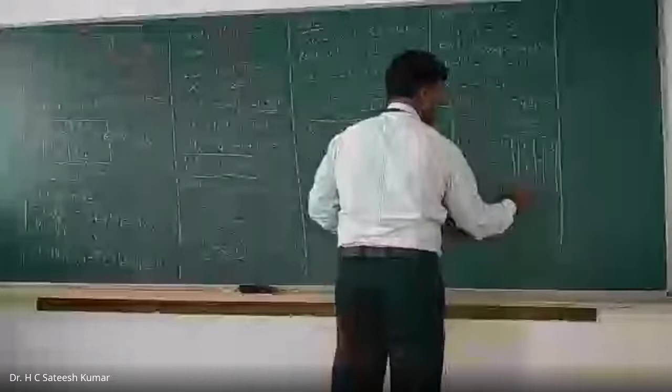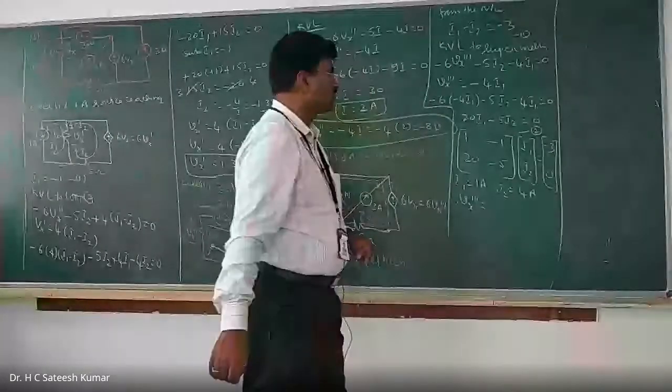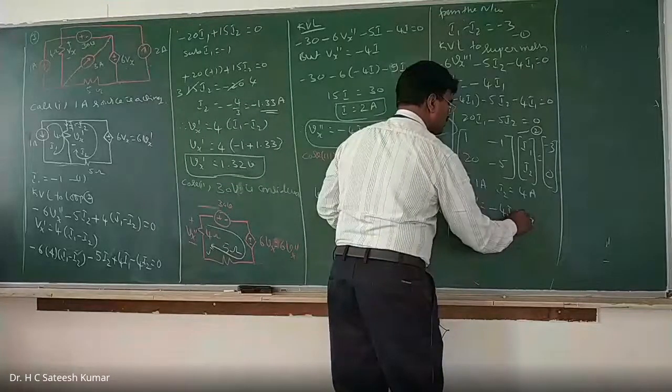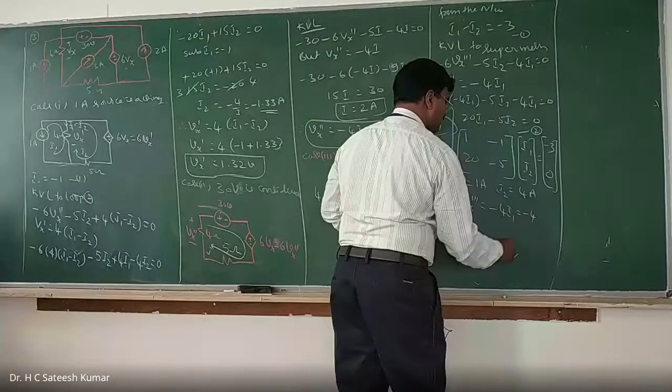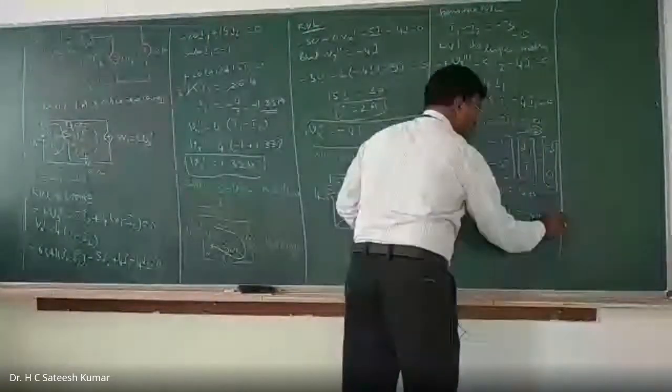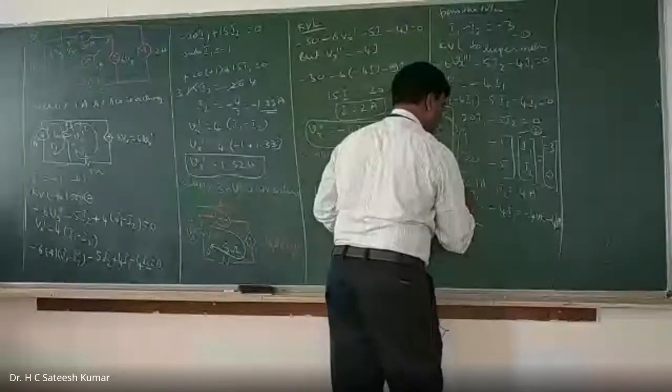I1 is 1 and I2 is 4 amps. Therefore, Vx triple dash is equal to how much? Minus 4 into I1, with I1 equal to 1, which is equal to what? Minus 4 volts. So now we have the third one.